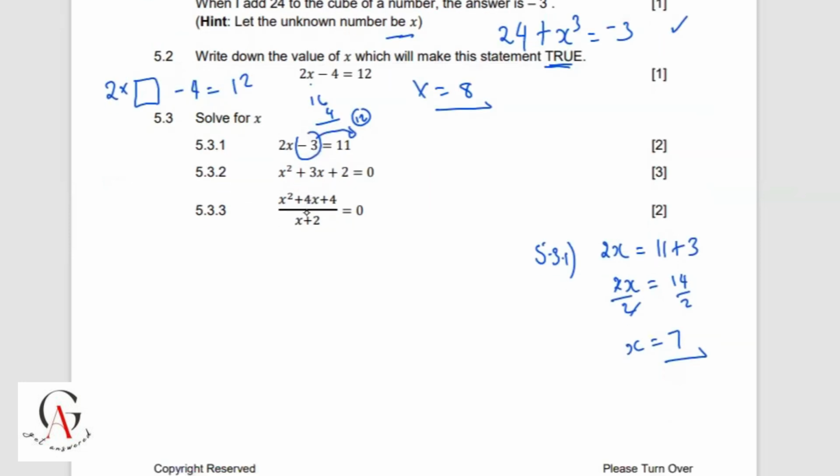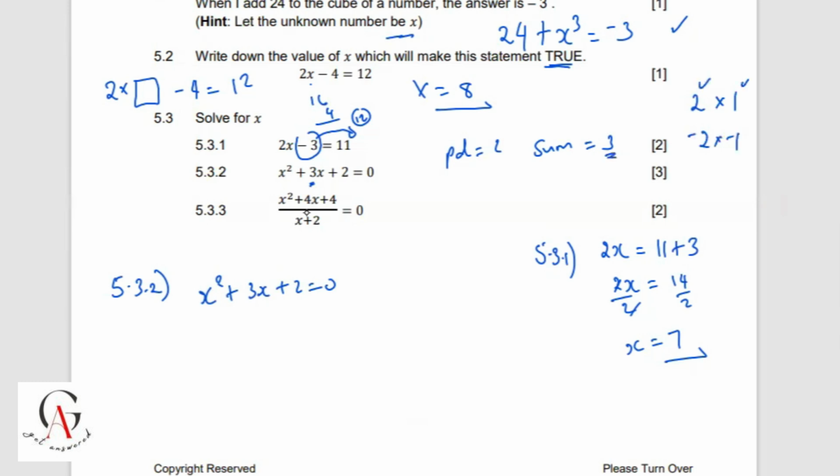Then 5.3.2, because it's a quadratic equation, I need to factorize it. Okay. Now, I know that my product is a 2, but my sum is a 3. Which two numbers do I multiply to give me 2? It's basically 2 times 1, or -2 times -1. But if I add these two, I'll get a sum of 3. So which means my factors are going to be x plus 2 and x plus 1 is equal to 0.